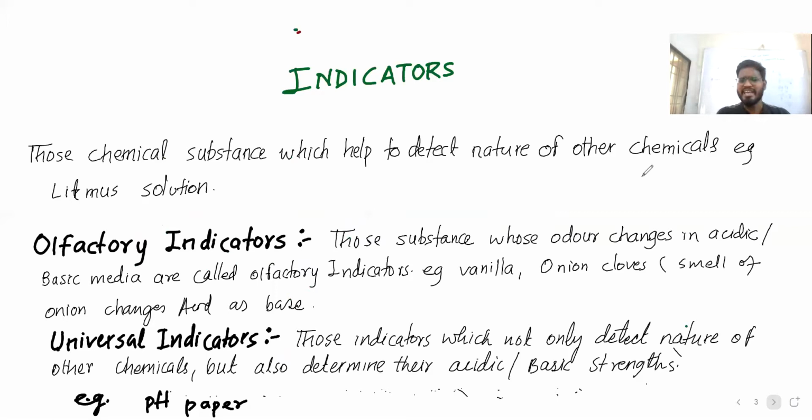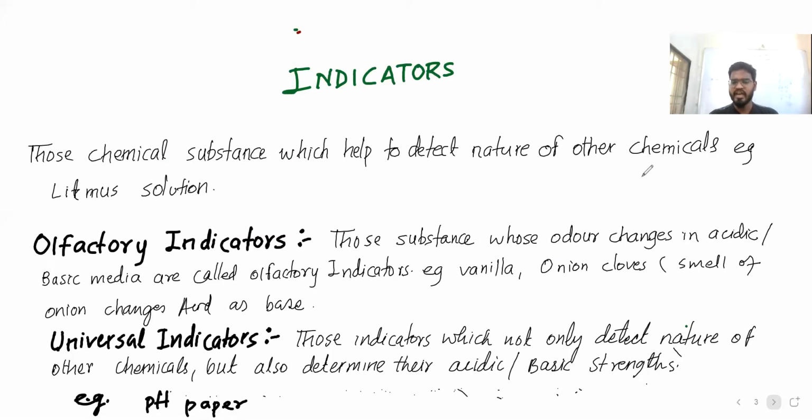And olfactory, by the name also, odor, right? Odor changes. Suppose there is an onion, and you make a paste of onion, so the taste will be different, right? Obviously not good or bad, I'm just saying the taste will be something, let's say X. Now if you put acid on that, the taste is going to change, right? Again if you put base, the taste is going to change. So olfactory indicators are those substances whose odor changes in acidic or basic media.